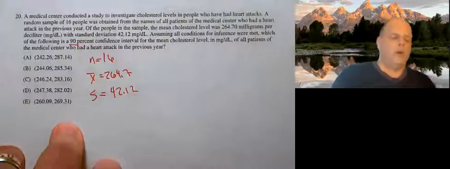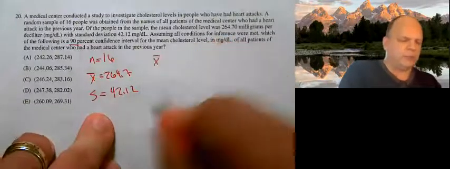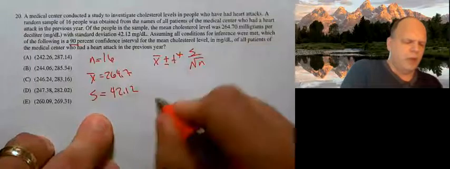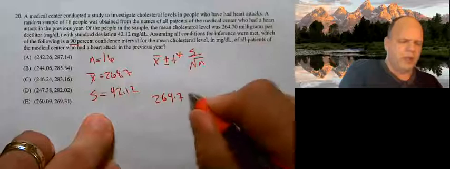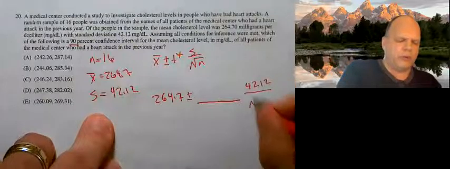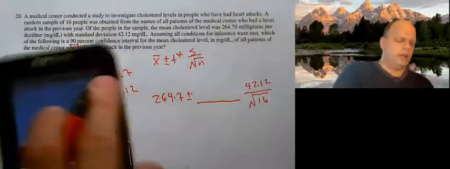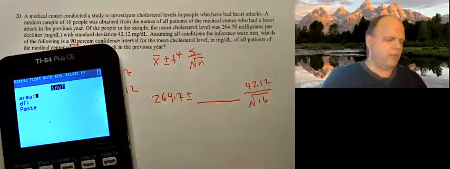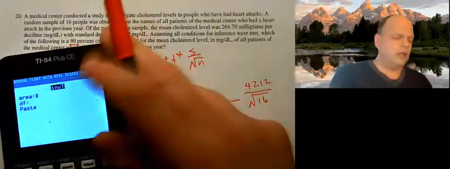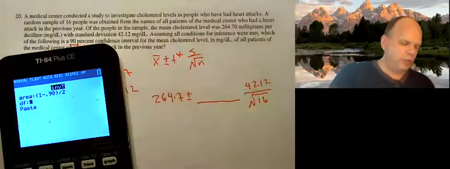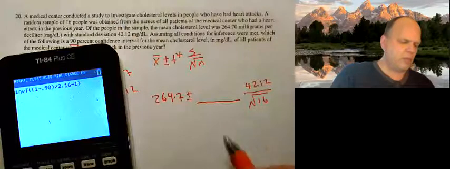Assuming all conditions for inference were met, which of the following is a 90% confidence interval for the mean cholesterol level? So if I were doing this on a FRQ, I'd be writing x bar plus or minus t star times s divided by square root of n. So 264.7 plus or minus, we'll come back to the t star in just a moment, 42.12 over the square root of 16. So let's go ahead and calculate our t star. Second vars, inverse t, area. We're calculating a 90% confidence interval, so parenthesis 1 minus 0.90, close parenthesis, divided by 2. Degrees of freedom, 16 minus 1, or 15.